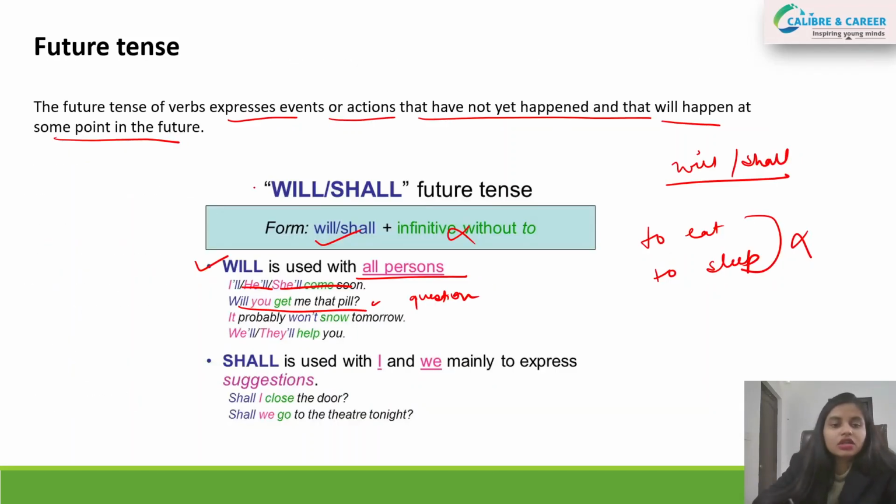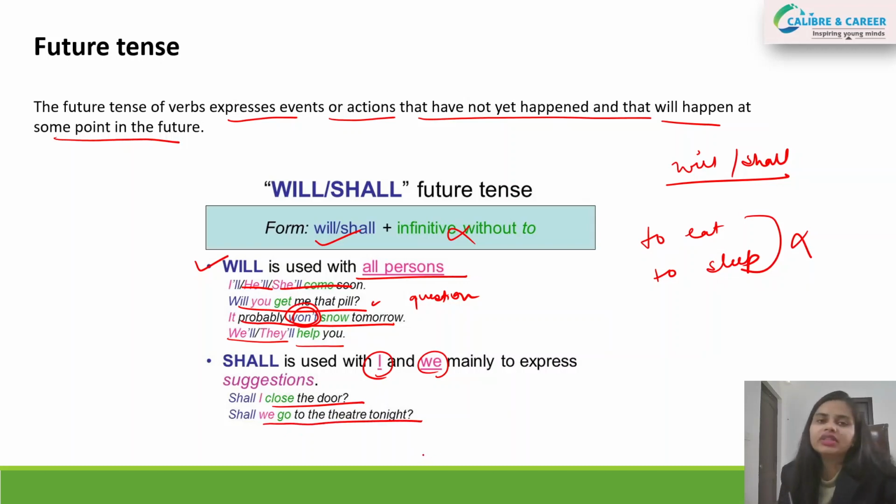Alright, sorry. And here, it probably won't snow tomorrow. We will, they will help you. So will is used with all the persons. While if we talk about shall, then shall is used only with I and we. That is, shall I close the door? Shall we go to the theatre? Shall will not come with he and they, but shall will come with I and we. I hope you must have understood with which form of person we will use will and with which form we will use shall.